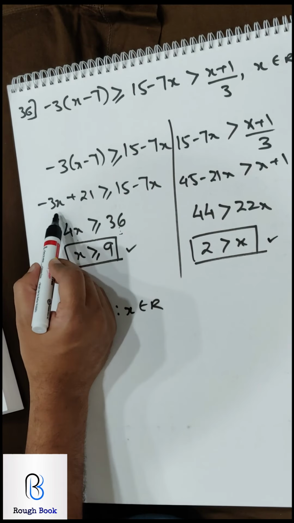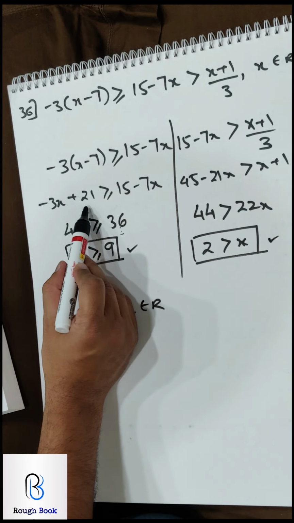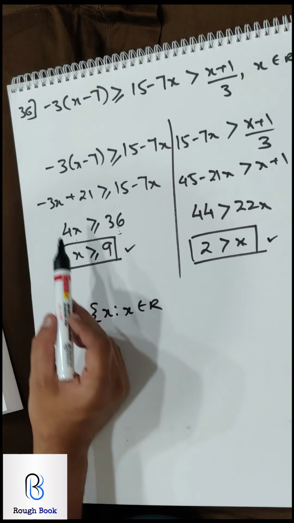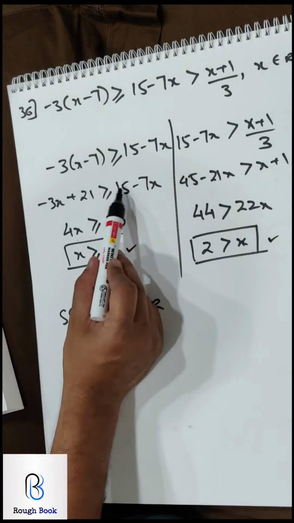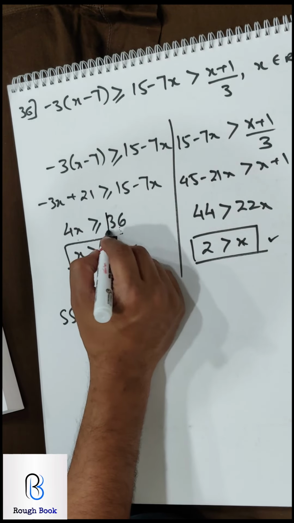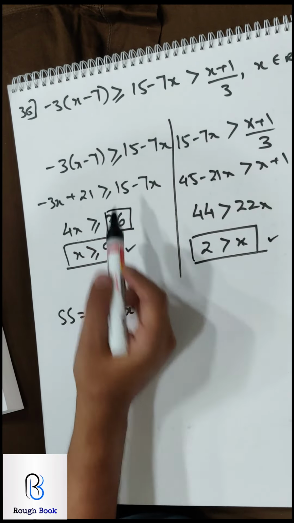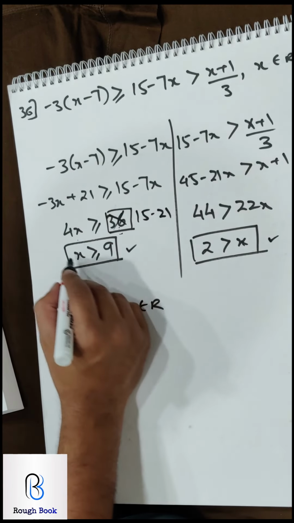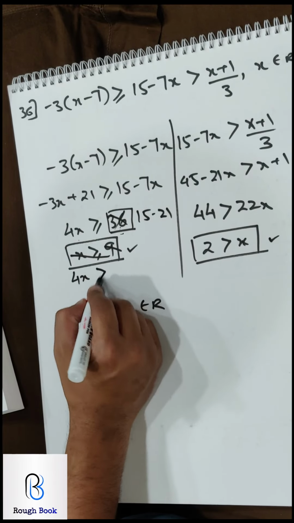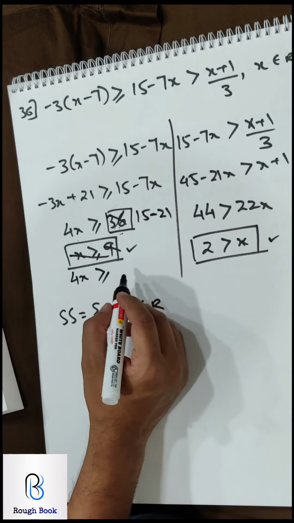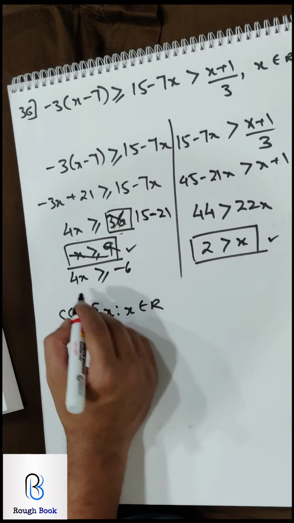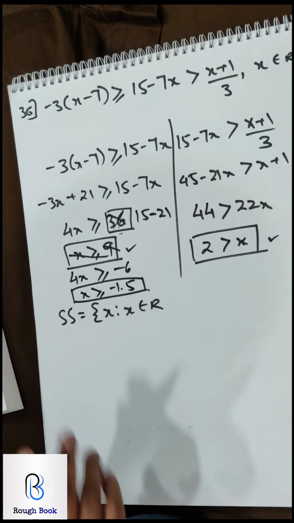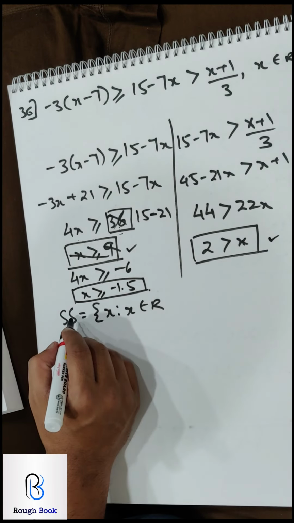So minus 3x plus 21, 15 minus 7x. So when I bring this here, so positive 4x. When I bring this there, here is my catch. This is the mistake that I have done. 15 minus 21. So this is wrong. This should have been 15 minus 21. So this will be 4x. 15 minus 21 is going to give me minus 6. So when I divide, x is greater than or equal to negative 1.5. Now we get the correct catch. So I was wrong on this one.